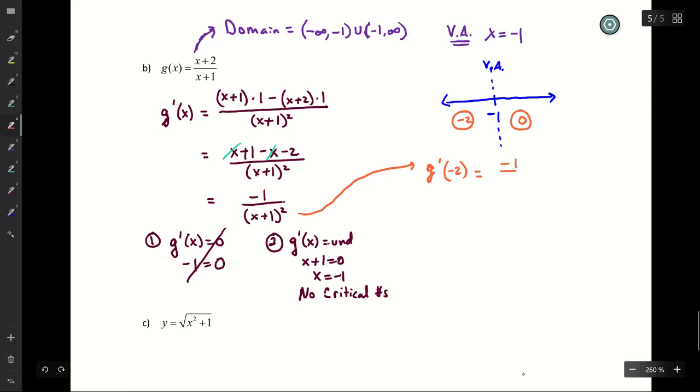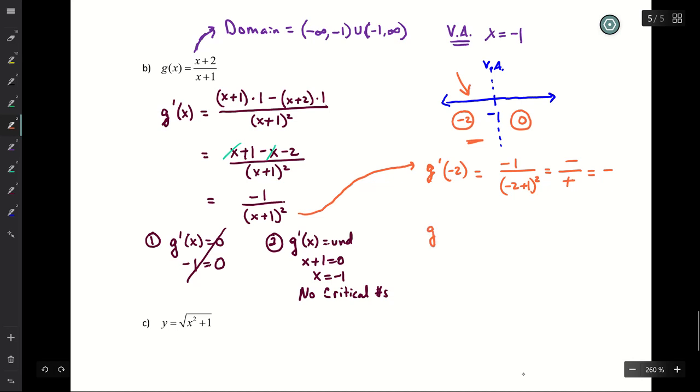So we have a -1 over -2 plus 1 all squared. Well, here, the top's most definitely going to be negative because we have a negative number up there. The bottom, no matter what, is going to be positive because you're squaring it all. So in this situation, you have a negative divided by a positive, which is going to give you a negative overall. So this being negative is going to mean you're decreasing, you're going downhill.